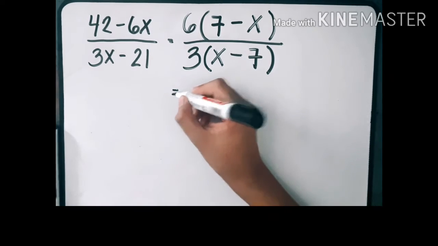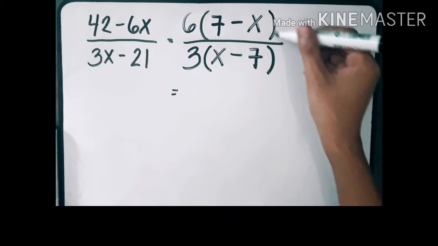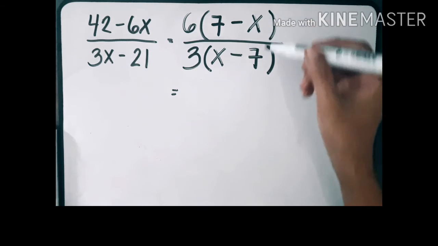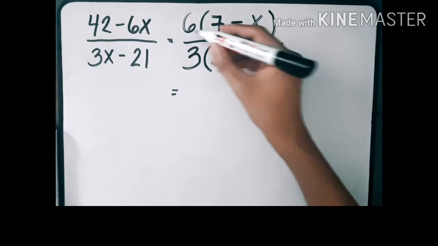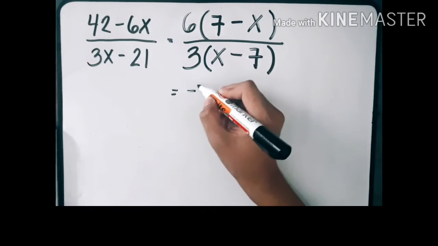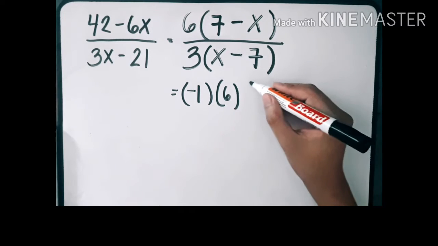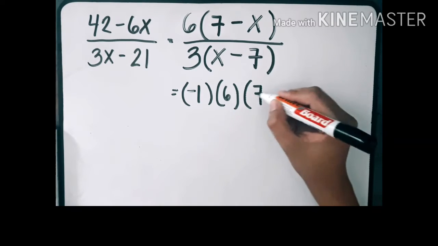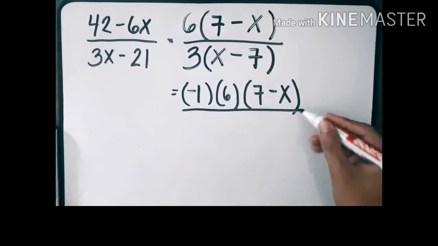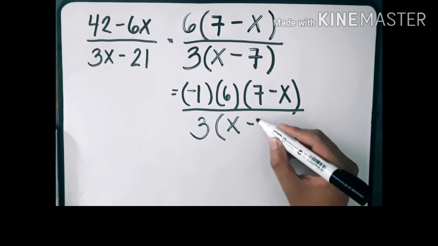So again, kapag nakakita tayo ng ganito, pwede natin siyang i-multiply by negative 1. It could be sa numerator or sa denominator. So in this case, multiply natin siya sa numerator. So negative 1 multiplied by 6 multiplied by 7 minus x over 3x minus 7.